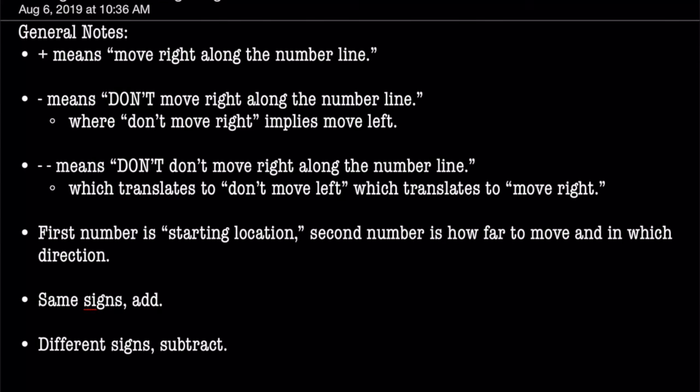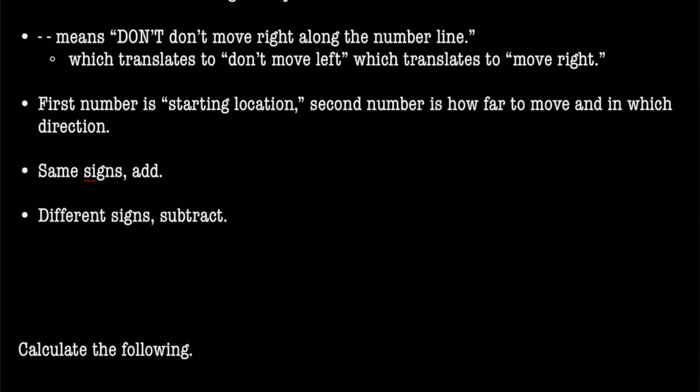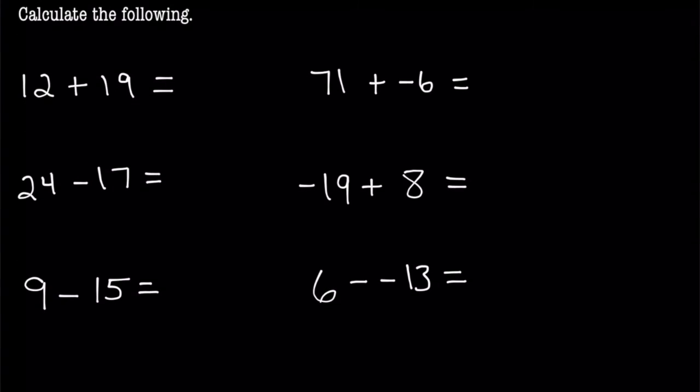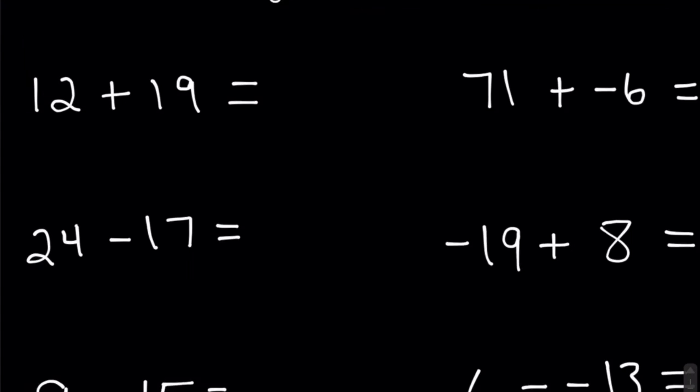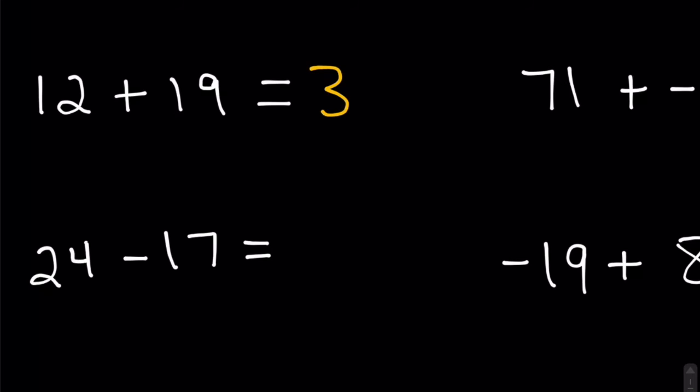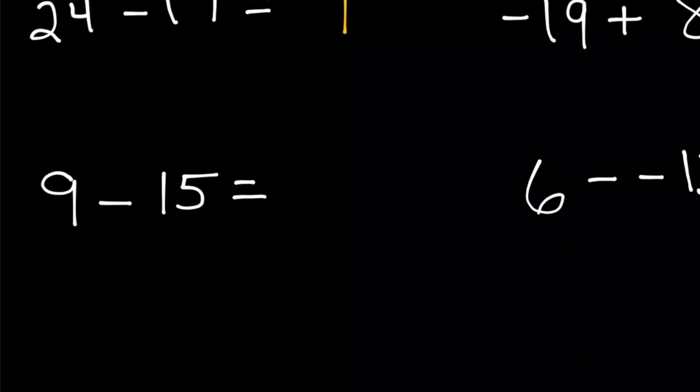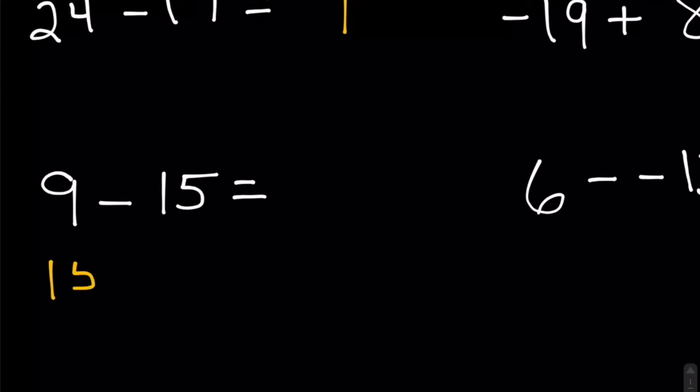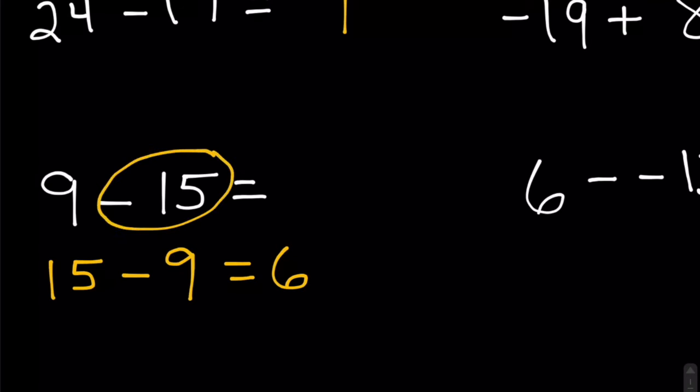Let's see what this looks like in practice. Here we have 6 variations of problems that are going to test our knowledge of these two rules. We'll start simple enough with 12 plus 19 and 24 minus 17. These are basically the things that we've been working on since kindergarten. 12 plus 19 is 31, 24 minus 17 is 7. And now we got 9 minus 15, which is a little bit weird because you can't take 15 away from 9. But if you know the rules from above, different signs subtract, 15 minus 9 is 6. Since 15 is a bigger number and it's negative, our final answer is negative 6.